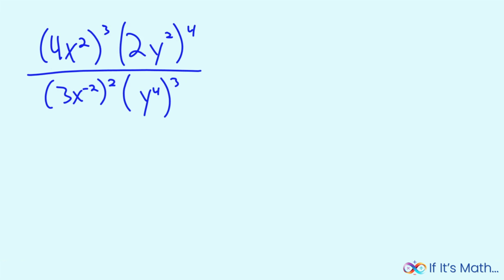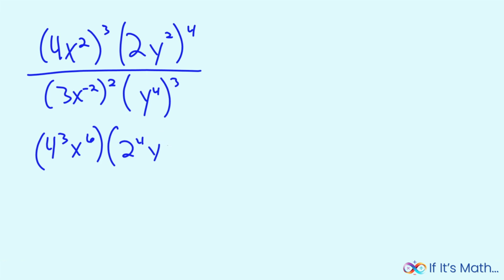So let's start with that 4x squared to the 3rd power. This is going to become 4 to the 3rd power and then x to the 6th, because you multiply that 2 times 3. So that's what that's going to turn into. Then I've got this 2y squared to the 4th, so I'll have 2 to the 4th, and then y squared to the 4th, which is going to give you 2 times 4 to give you 8.